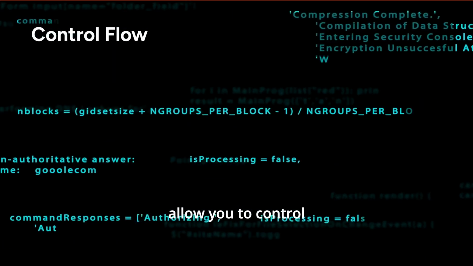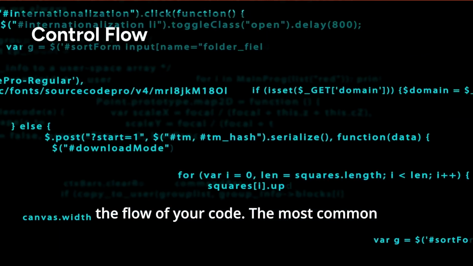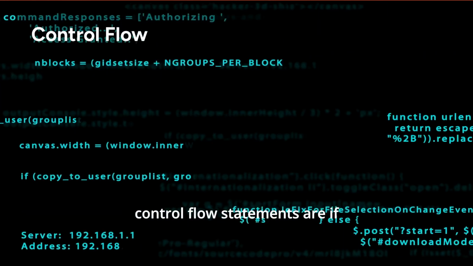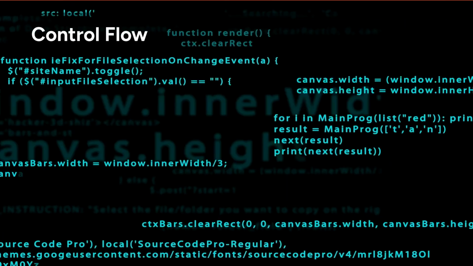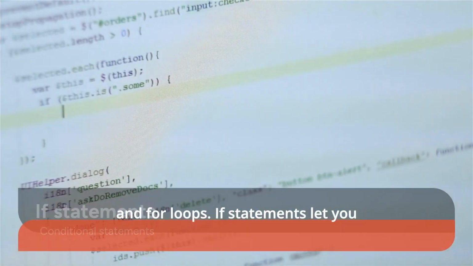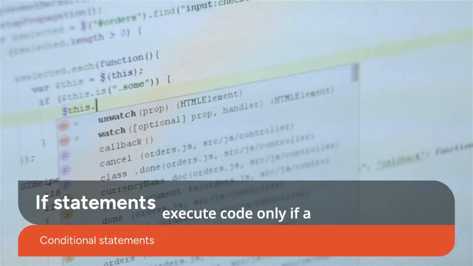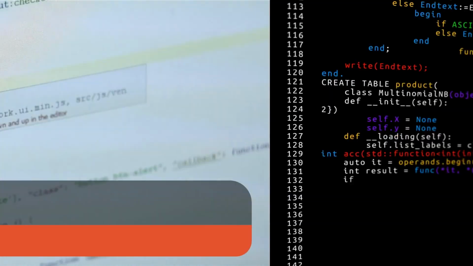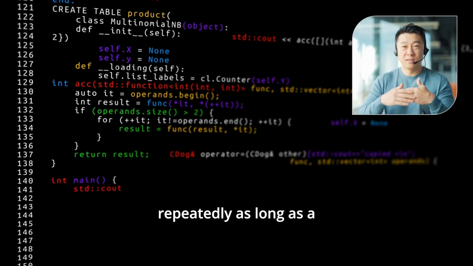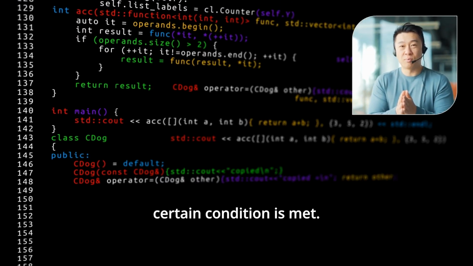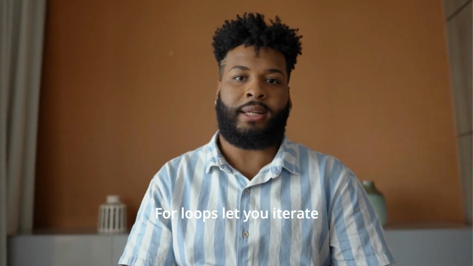Control flow statements allow you to control the flow of your code. The most common control flow statements are if statements, while loops, and for loops. If statements let you execute code only if a certain condition is met. While loops let you execute code repeatedly as long as a certain condition is met. For loops let you iterate over a sequence of items.